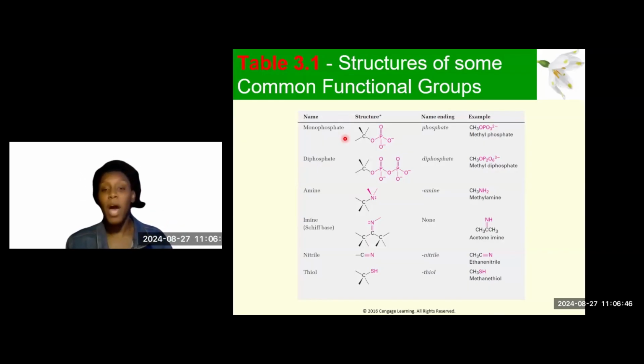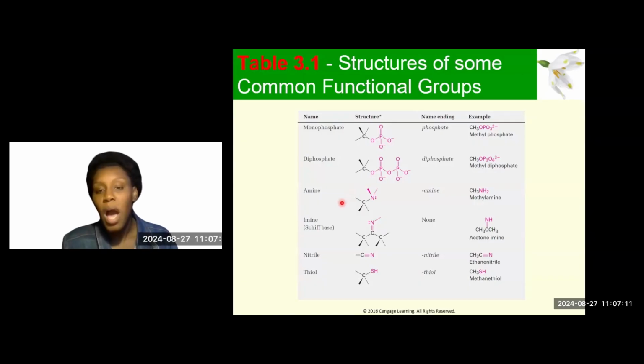So next we have a monophosphate. That's when you have one phosphate group. I'm sure you guys have seen those in biology class if you've taken that. If you have two phosphates, that's a diphosphate. The phosphate group is the part that's, excuse me, pink. That is a phosphate group, a diphosphate group.